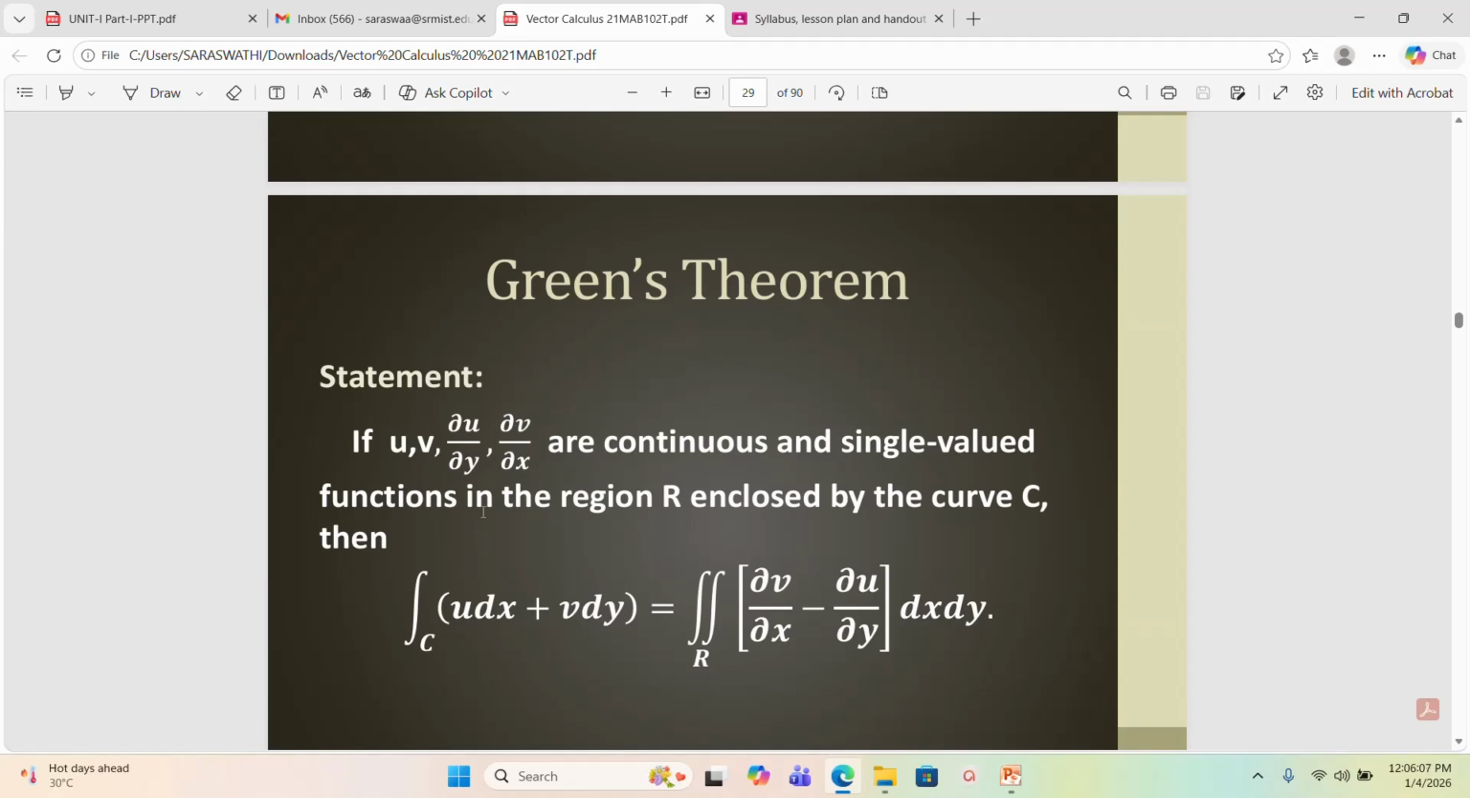If u, v, ∂u/∂y and ∂v/∂x are continuous and single valued functions in the region R enclosed by the curve C, then the integral over C of u dx plus v dy is equal to the double integral over R of (∂v/∂x minus ∂u/∂y) dx dy.